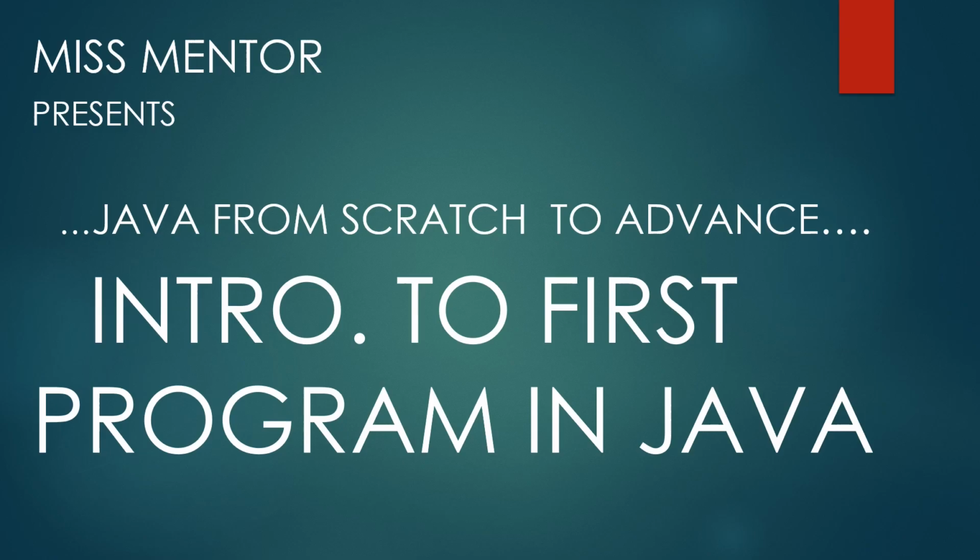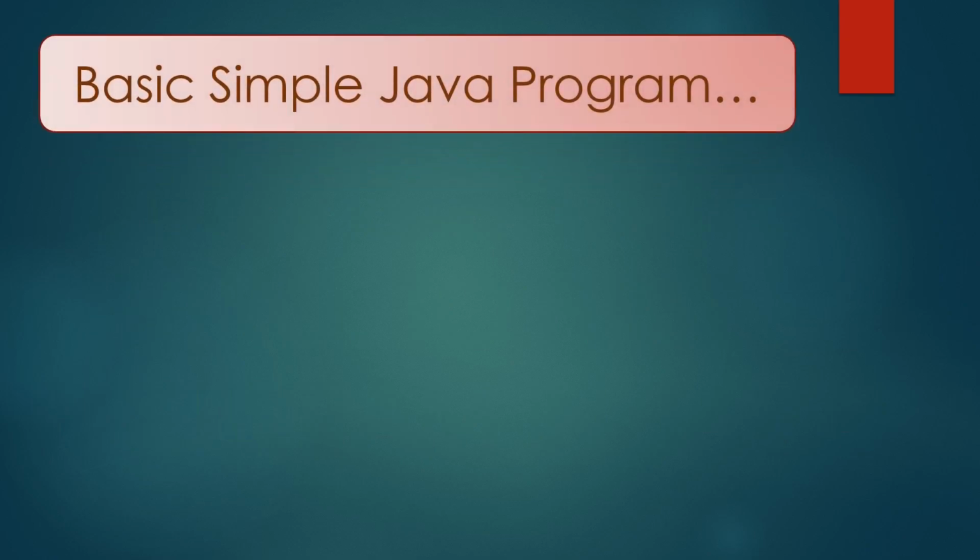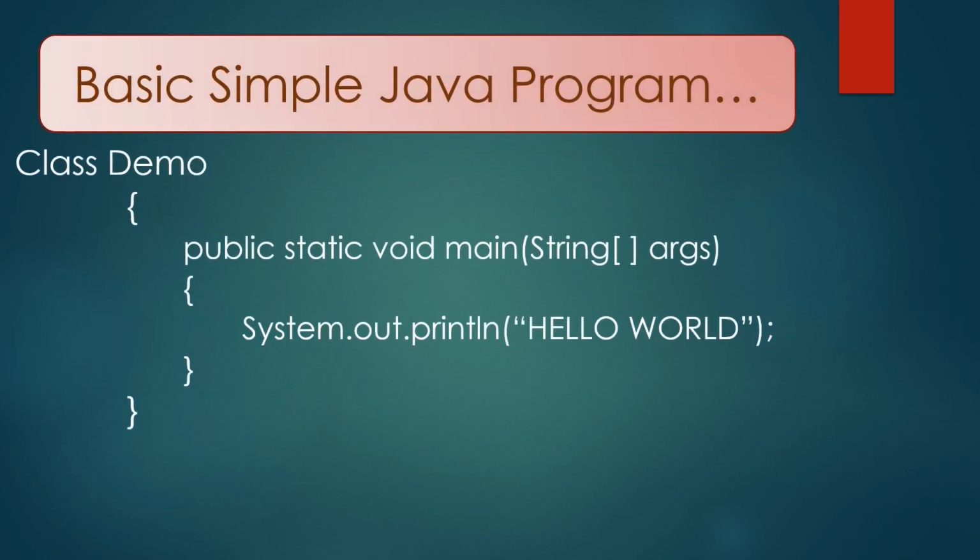First program in Java. So let's get started with our first program in Java, which is class Demo. public static void main(String[] args) { System.out.println("Hello World"); } In this tutorial we will be discussing each and every term related to that code, so stay with me and let's see what each term indicates, their meaning.